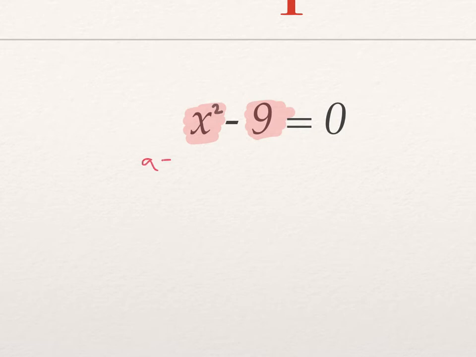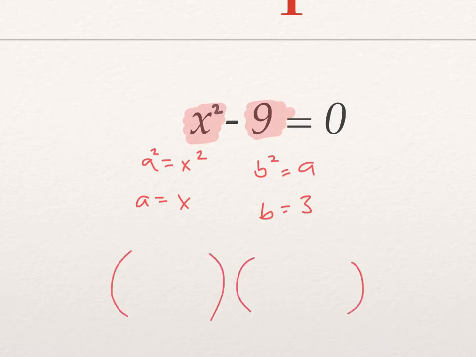Remember, we have a squared is equal to x squared. So what's a equal to? x. And b squared is equal to 9, so b is equal to 3. So since we only have two terms, we plug it into the one with two parentheses. This is the one where we have a plus b and a minus b. So x plus 3 and x minus 3.